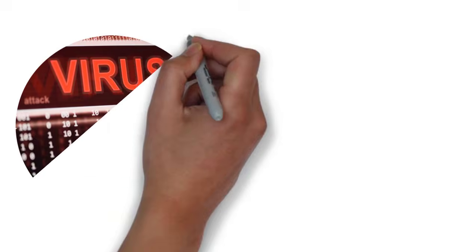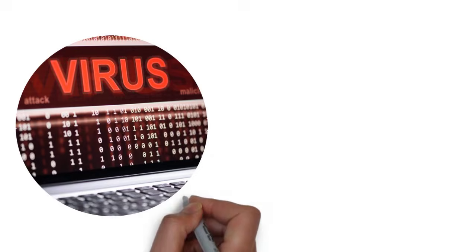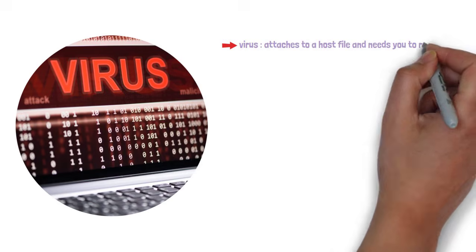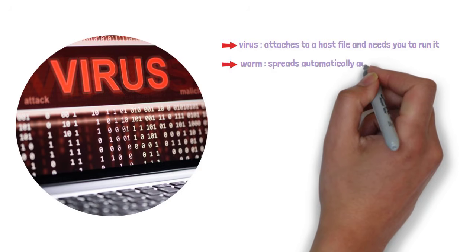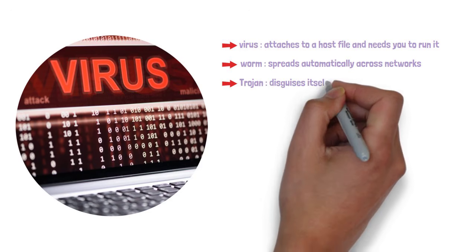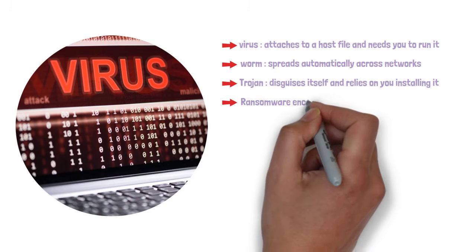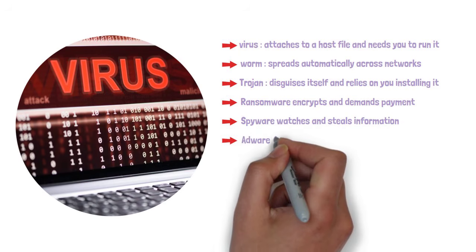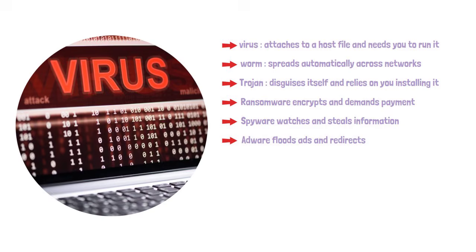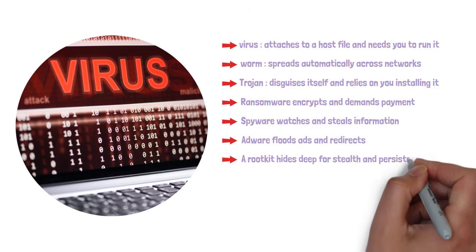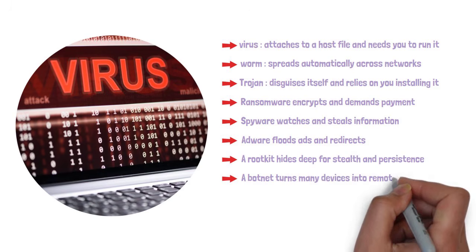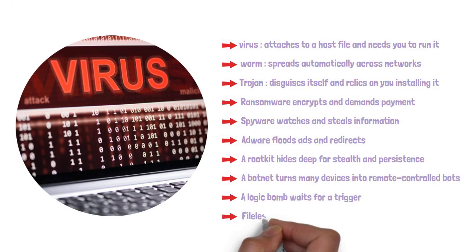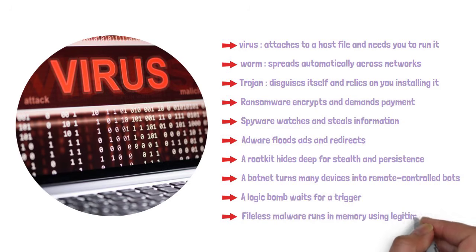Now lock it in using the same 3 questions: spread, goal, and hiding place. A virus attaches to a host file and needs you to run it. A worm spreads automatically across networks. A Trojan disguises itself and relies on you installing it. Ransomware encrypts and demands payment. Spyware watches and steals information. Adware floods ads and redirects. A rootkit hides deep for stealth and persistence. A botnet turns many devices into remote-controlled bots. A logic bomb waits for a trigger. Fileless malware runs in memory using legitimate tools.